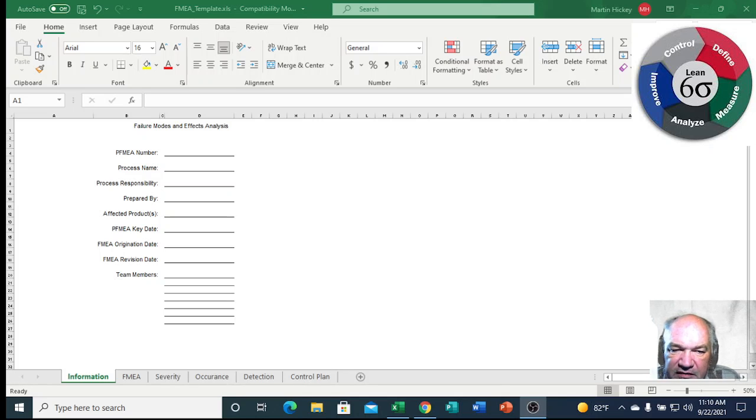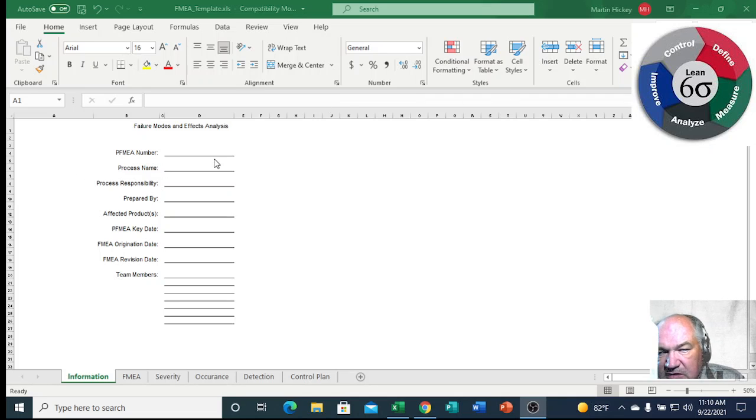We're going to talk very briefly about failure mode effects analysis, also known as PFMEA, or in this case, process PFMEA. First thing you're going to want to do, make sure you capture everything in your document.